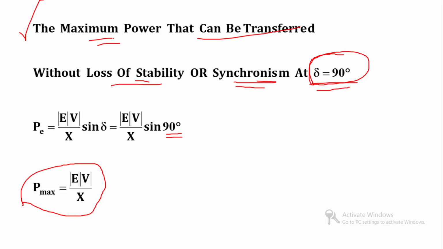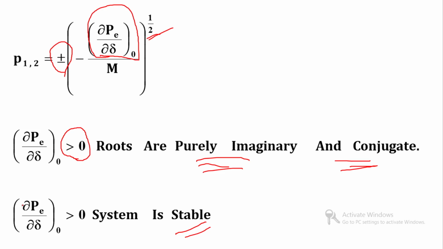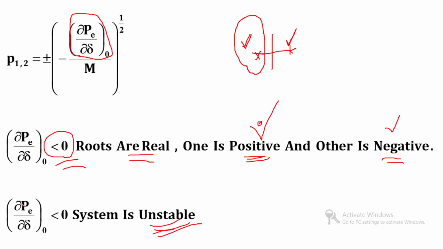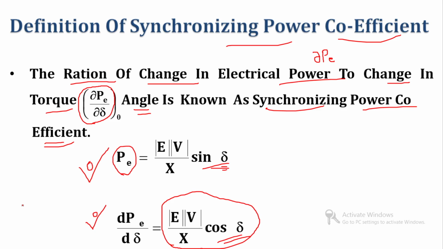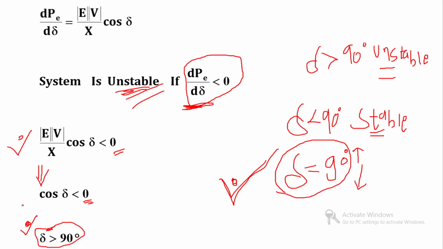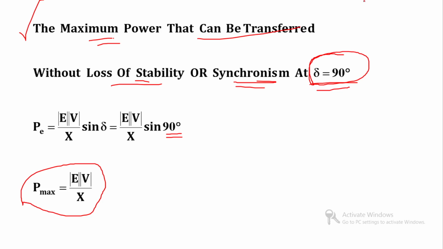So this is all about steady state stability. Over here we have learned when the system becomes stable, when the system becomes unstable, and when we get the stability limit. We have learned the synchronizing power coefficient, and we have also derived the angle limit to make the system unstable, stable, or to achieve the stability limit, which is delta equal to 90 degrees.